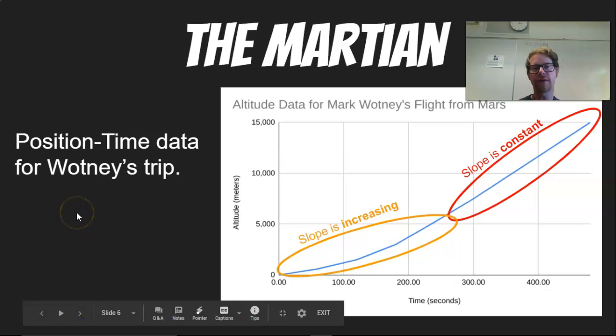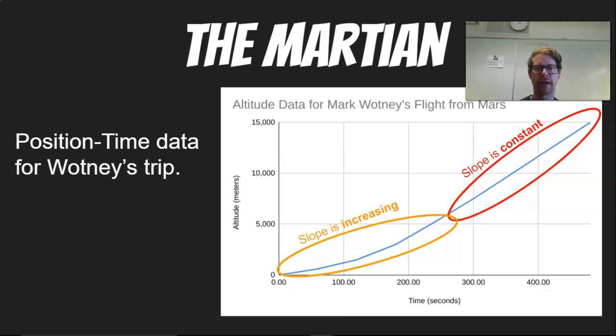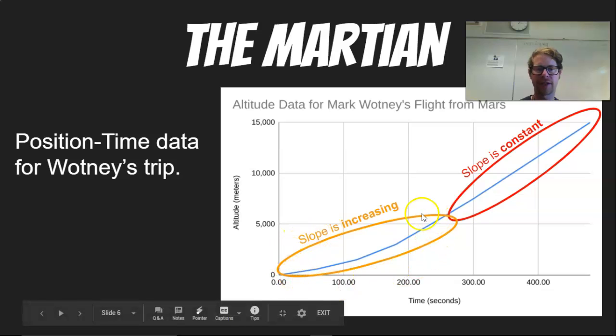We can look at this as two different parts of a graph. There's two different things going on. One is that in the orange part here, in the first half or so, the slope of this line is actually changing. It's increasing. So it's steeper up here, and it's not quite as steep here.